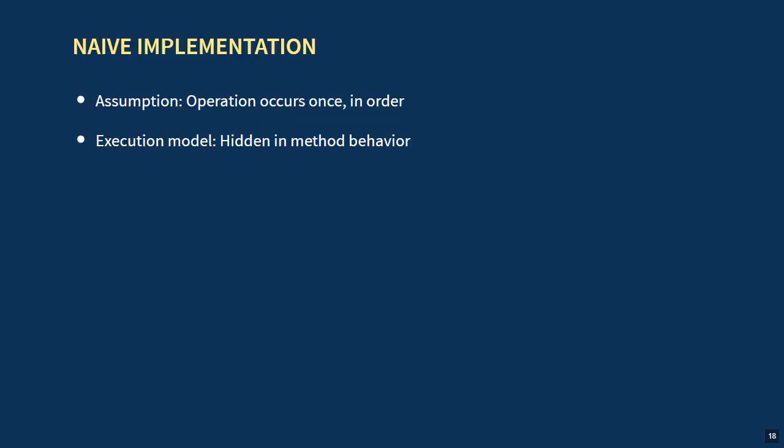A common assumption in naive implementation is that operations will execute once and in strict order, without considering concurrency. This assumption, however, can be deceptive, as it often hides potential issues within the method's behavior. The simplistic execution model is linear. An actor performs an operation, the system reads the current state, applies a transition, and emits a side effect. But this doesn't hold true under concurrent demands.